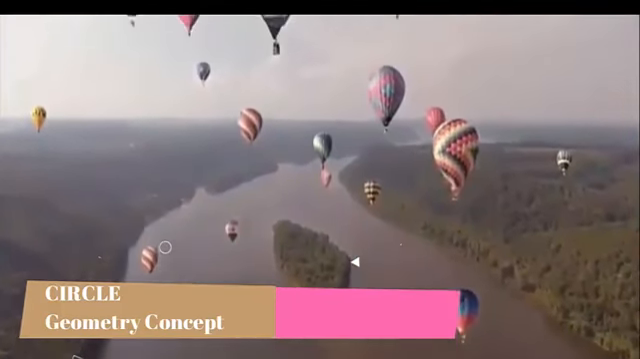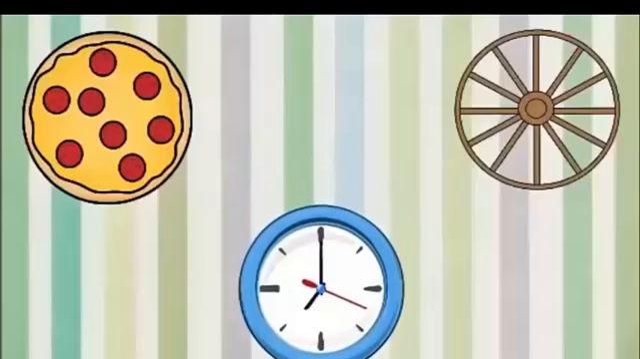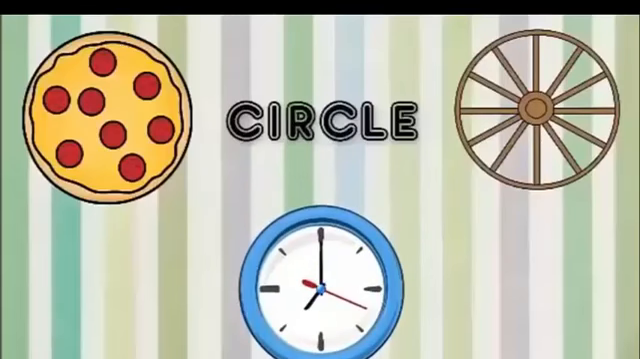In this video, we're going to understand the very important concept about circle. In everyday life, we find so many things in the form of circle. For instance, pizza, wheels, and clocks. All of them are in circle form. But before we talk deeper about that, let's find out the parts of the circle.